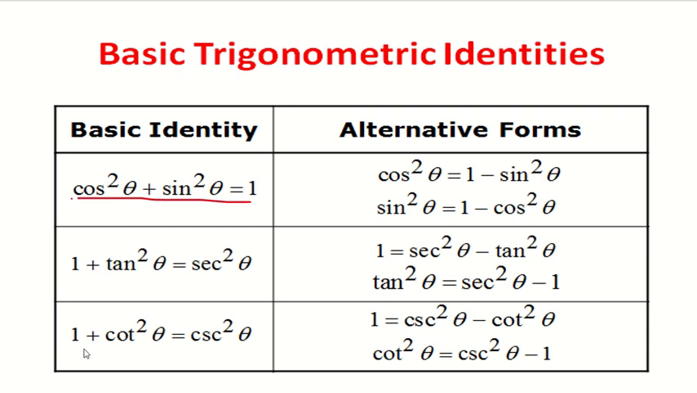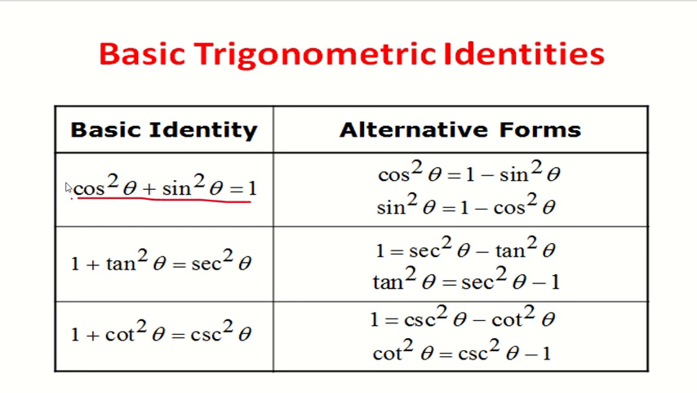Then another basic identity: 1 plus cot squared theta equals cosecant squared theta. This you can also write as 1 equals cosecant squared theta minus cot squared theta, or cot squared theta equals cosecant squared theta minus 1.